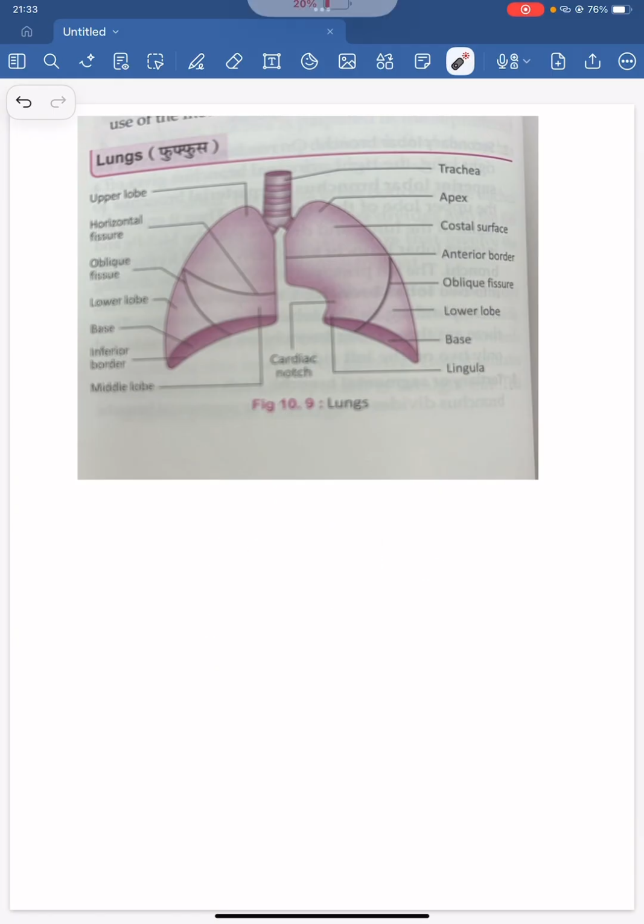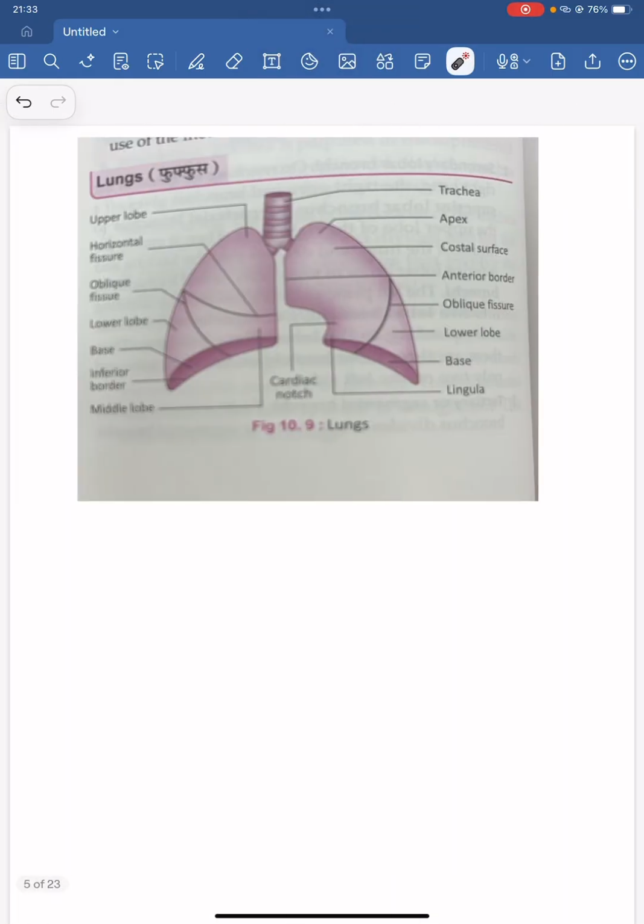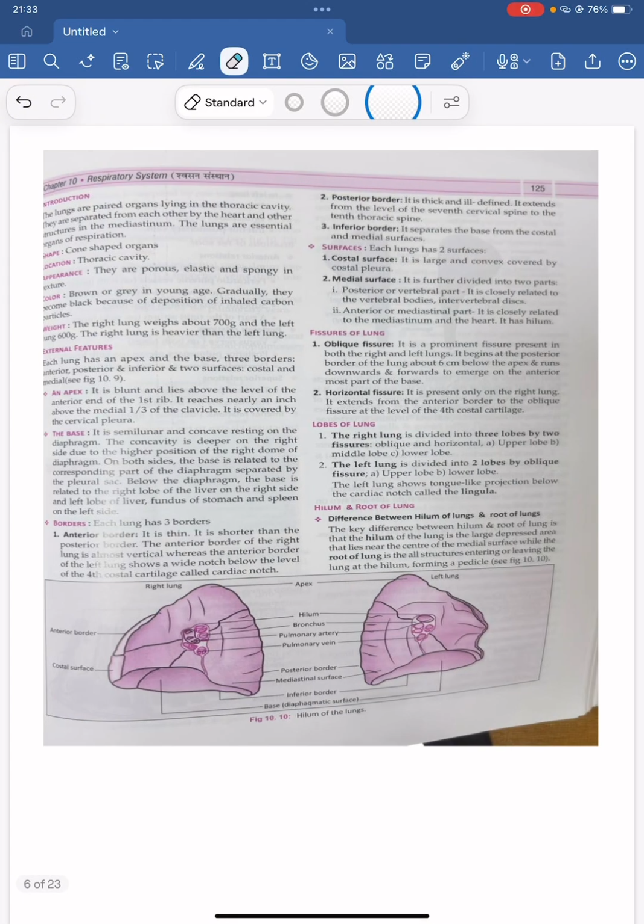For 10 marks, this is how much content you are going to write in the exam. You write the shape, location, and appearance. It is porous, elastic, and spongy in nature. The color is brown or gray in young age, and gradually it converts to a black color due to deposition of inert carbon particles.